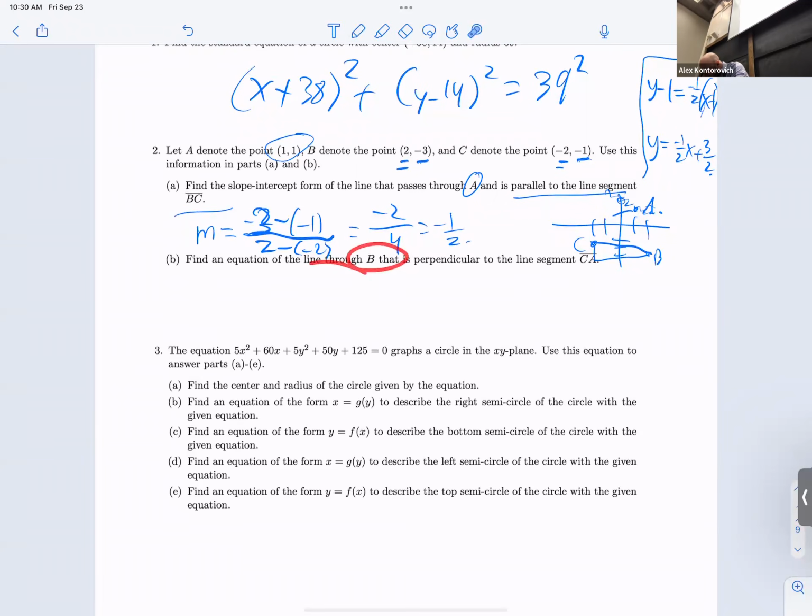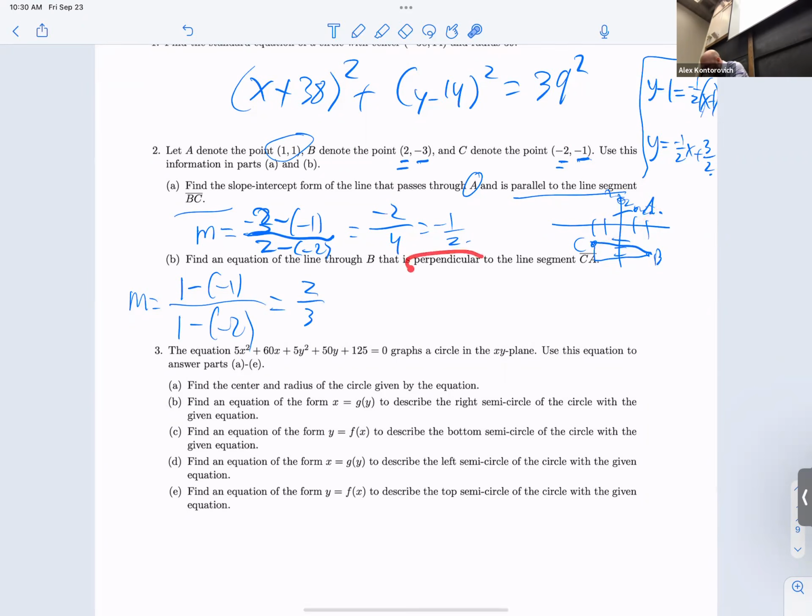B. Find an equation of a line through B perpendicular to line segment CA. Oh, come on, you're going to make me do it again. All right, CA. So what's the slope for CA? I'll do 1 minus negative 1. That is the numerator. The denominator is 1 minus negative 2. Everybody see what I'm doing? That is 2 over 3. So that's 2/3, the slope from C to A. That seems about right.